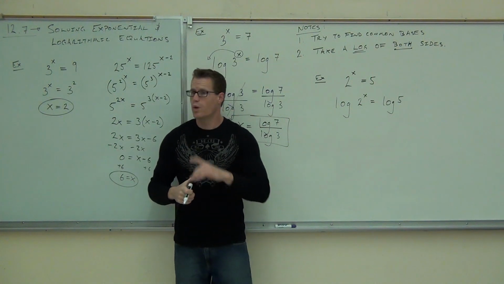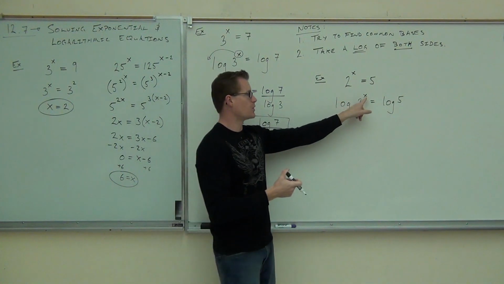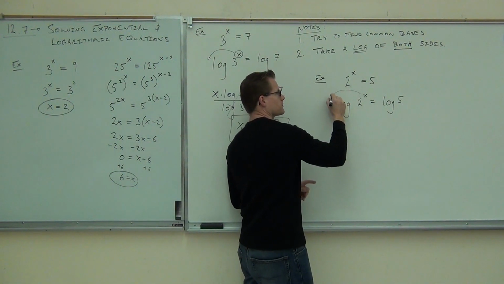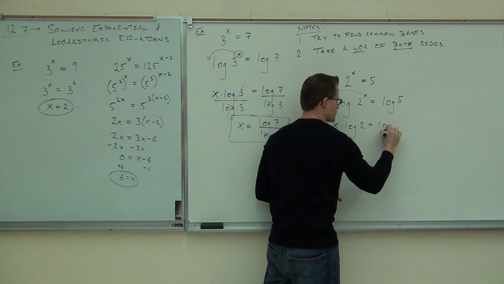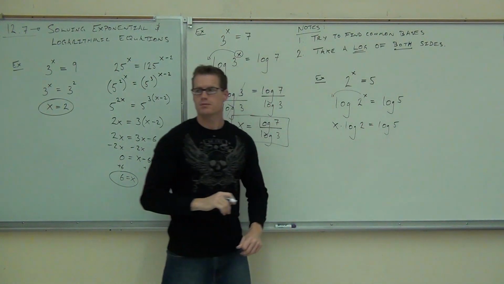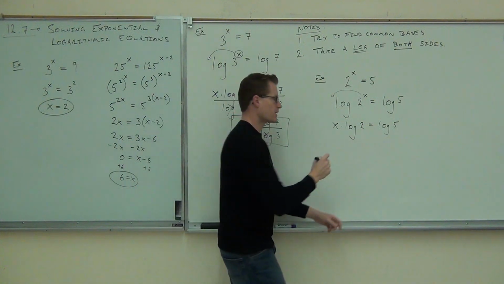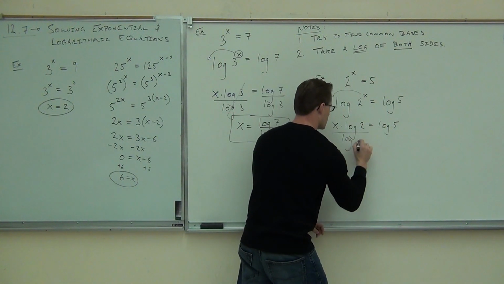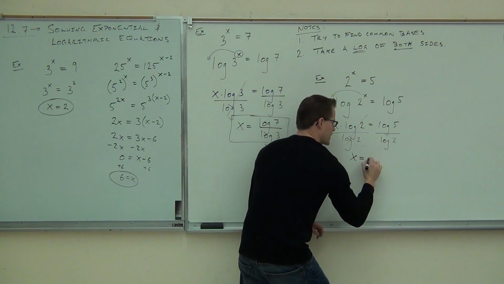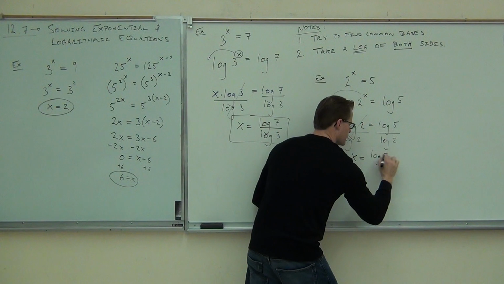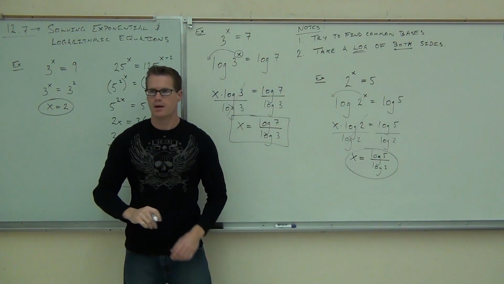After that, we only use one property. The one property we use is the power property for logarithms. It says any exponent can be moved to the front of our logarithm. And from there, it's kind of an easy problem to solve. We just have to divide both sides by whatever's being multiplied by our x. And sure, it looks a little nasty, but that's our answer. Log of 5 over log of 2.